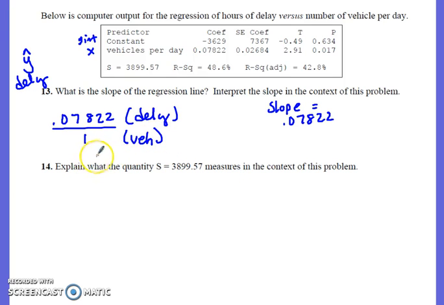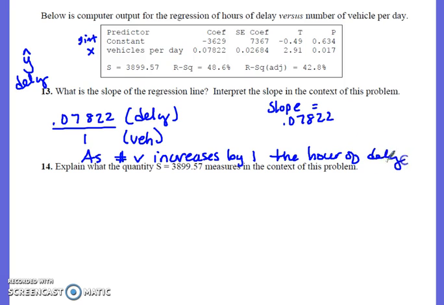So as the number of vehicles per day increases by 1, the hours of delay increases by 0.07822. You could still put hours, but we've already said the hours of delay, or the delay, increases by 0.07822 hours. That's it for number 13.